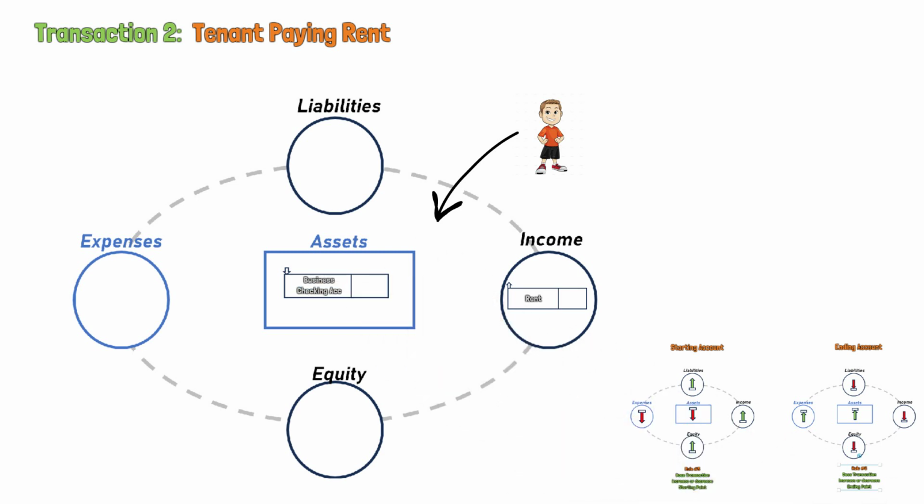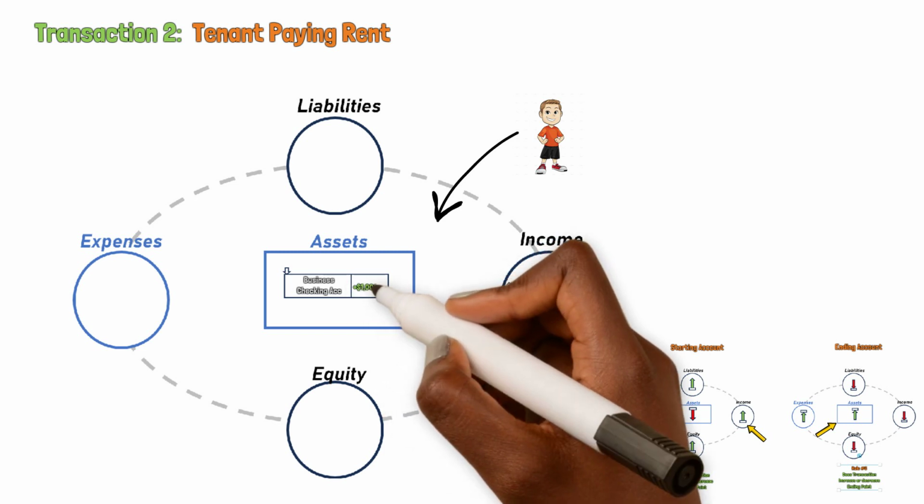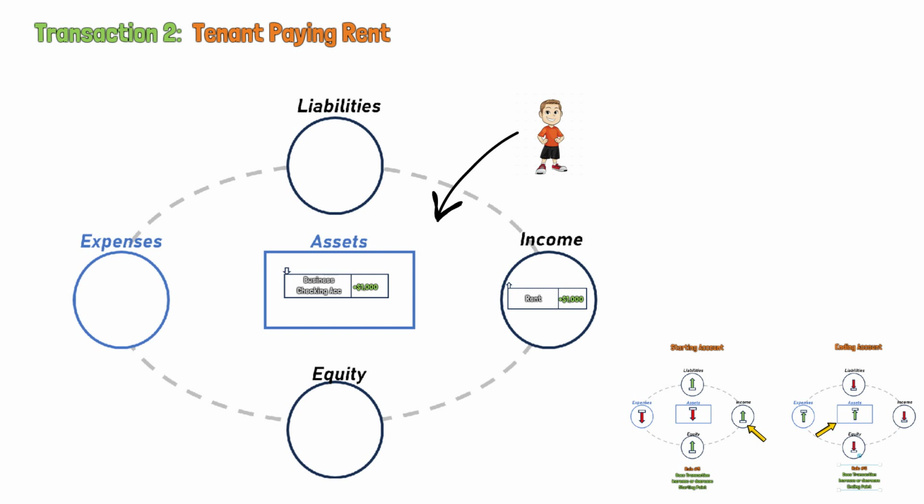To see the effect of this transaction on these accounts, we consult the cheat sheet, from which we see that the transaction must be entered as an increase to the starting account, which is an income account. So we will come to the rent account and register the increase of $1,000. We also see that the transaction causes an increase to the endpoint, which is an asset account. So we come over here and register the $1,000 increase in the business checking account. And that concludes the entry for this transaction.